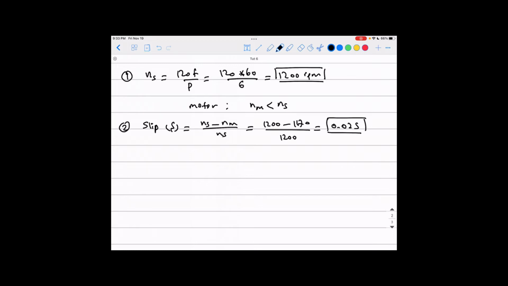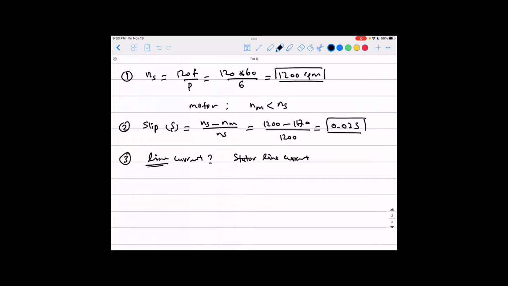You see in here again, that is a very small value, like we're seeing. Most of the time the slip will be very small because the mechanical speed is very close to the synchronous speed for motor operation. Okay, guys? Then number 3, it wants you to find the line current. That means we need to calculate the stator current, so line current means the stator line current.